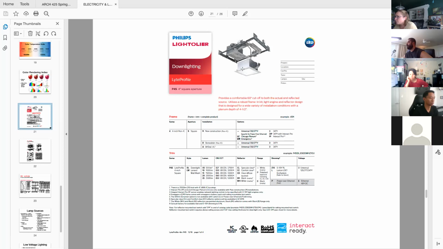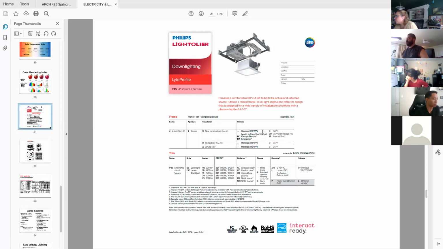Aperture is the opening. Installation, new construction, remodel. Sometimes if it was wet listed, it might be here. If you're doing underwater fixtures, like if you're doing a pool or a pond or something. If you're doing outside light fixtures, wet listing is pretty mandatory, but it doesn't have to be waterproof, just wet listed.